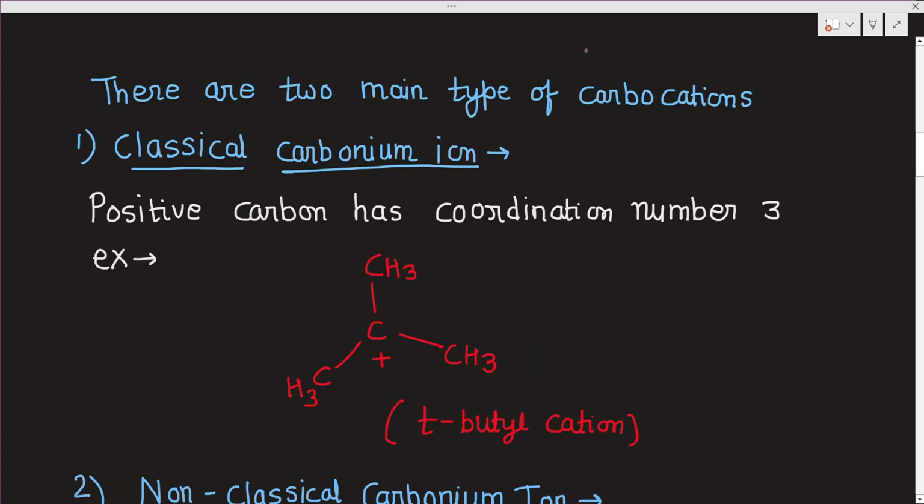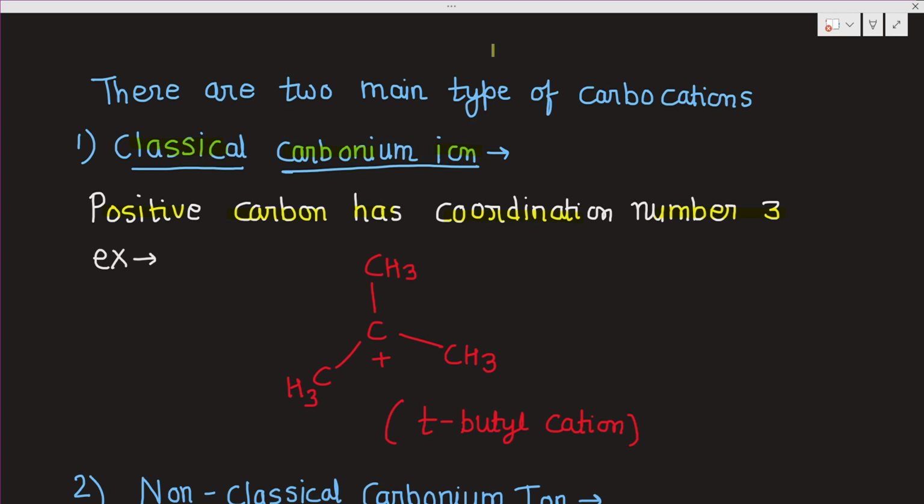Actually, there are two main types of carbocations. One is called the classical carbonium ion. Classical carbonium ion means the normal type of carbonium ion that you see in your usual reactions. This is the carbon atom with the positive charge, and this positively charged carbon has a coordination number of 3. So whenever you see a carbon with a positive charge and 3 bonds, then this is definitely the classical carbonium ion. So it will look like this.